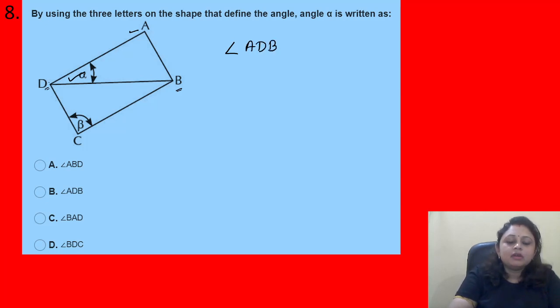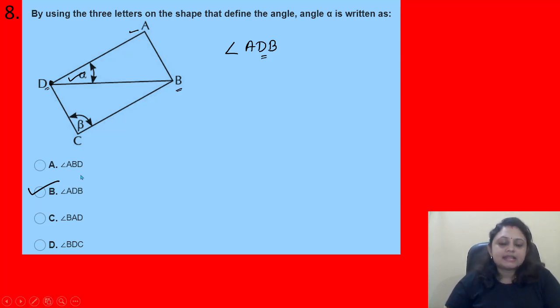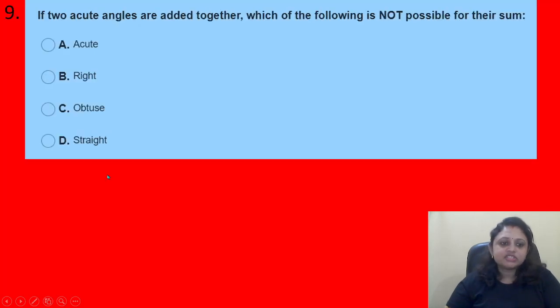Okay, remember the point, the vertex, that is present in the middle, and the two lines, the other sides, are written before and after that. So it will be angle ADB, which is present in option B. That's why correct answer is option B. Got it? Coming to the next question.